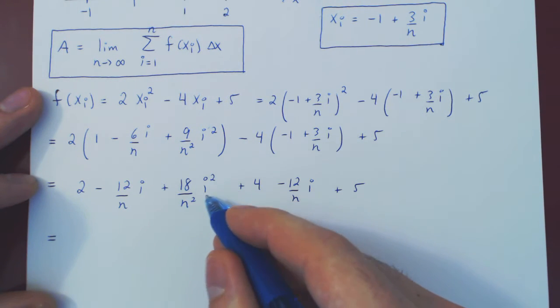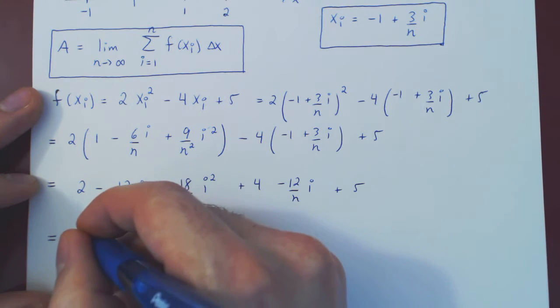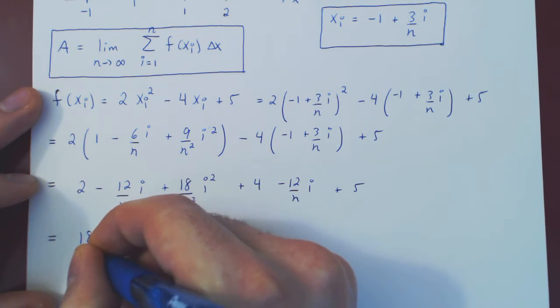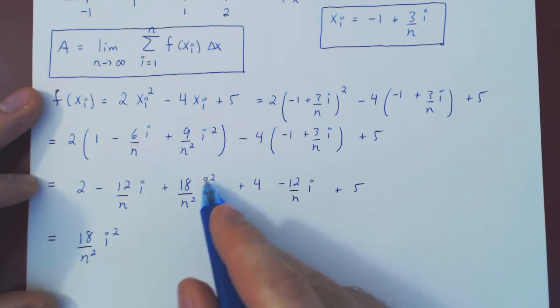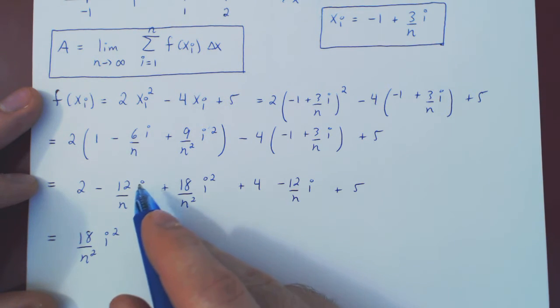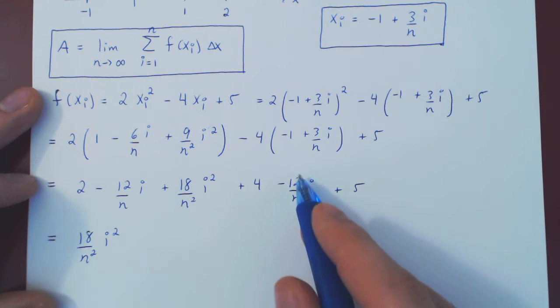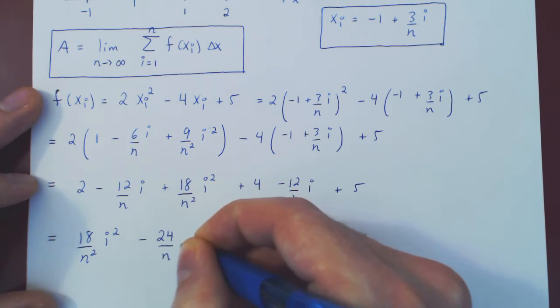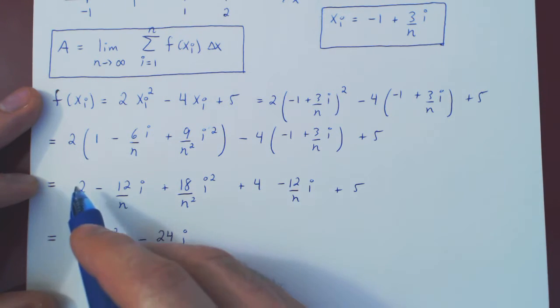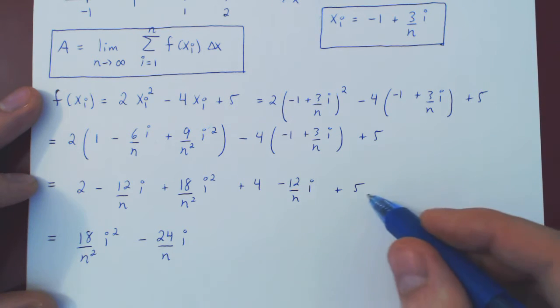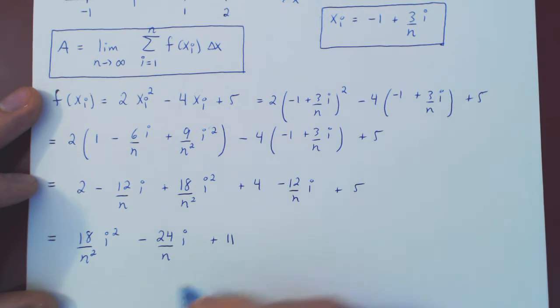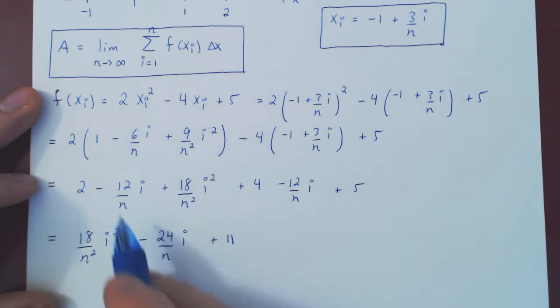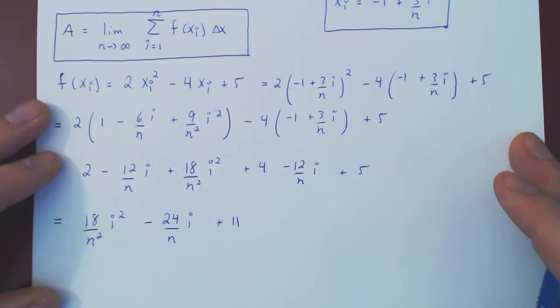There's a single quadratic power of i, so that's 18 over n squared, i squared. The multiples of i, negative 12 over n, negative 12 over n, negative 24 over n times i. And the constant term, 2 plus 4, 6 plus 5, 11. And now we have f of xi fully simplified: 18 over n squared, i squared, minus 24 over n i plus 11. And now we're good to go.